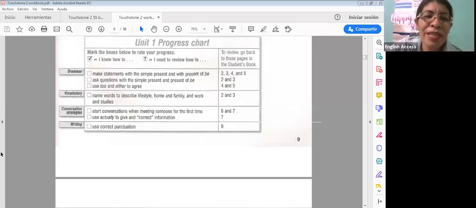Well, number 2 says ask questions with the simple present and present of be. Questions with simple present. Think of questions using do or does. Questions with the present of be are the ones that begin with is, are, is he, is she, are you, are they, are we. For example, my examples are, do you like to play soccer? And number two, are you an English student? Now, Luis, it's your turn. Two examples, Luis, and let's continue with Jesus.